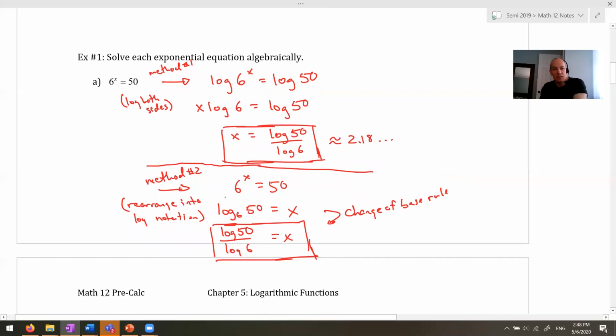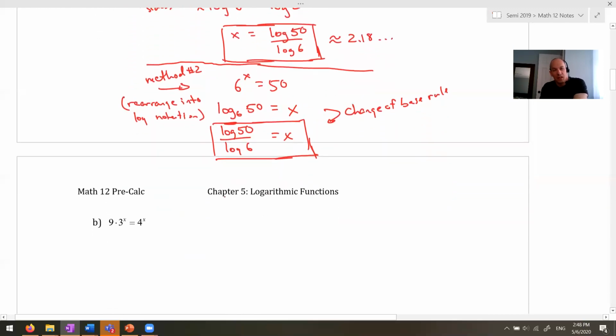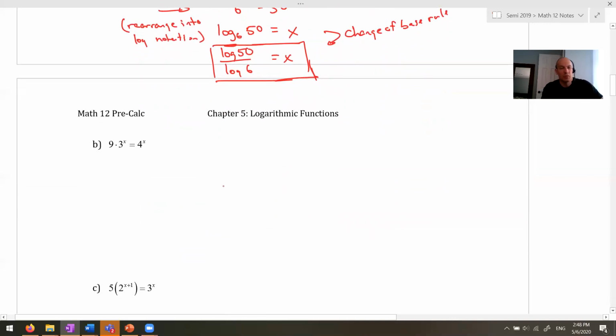So let's just look at this next example. Okay, so this one's a little bit more complicated. We've got 9 times 3 to the x equals 4 to the x. Now, because there's an exponent on both sides, you can't rewrite it using the logarithmic notation. So that only works when we've got the exponent in one position, and here we've got it in 2, so we've got to do a different strategy.